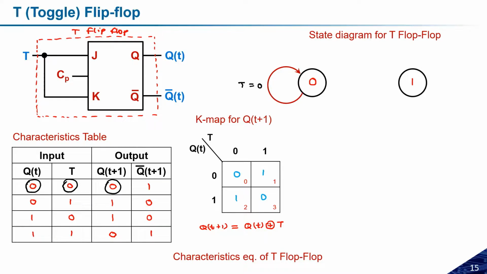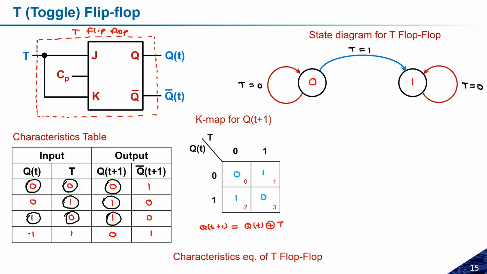Now let us talk about the second case. If Qt is equal to 0 and T is equal to 1, in that case Qt+1 is going to become 1. So the output is changing its state from 0 to 1, and the case is T is equal to 1. If we talk about the third case, let us consider Qt was 1 and T is equal to 0. Then I will get the same output.